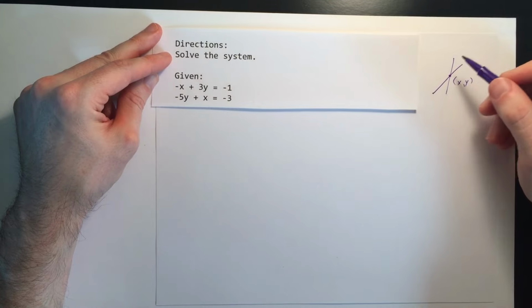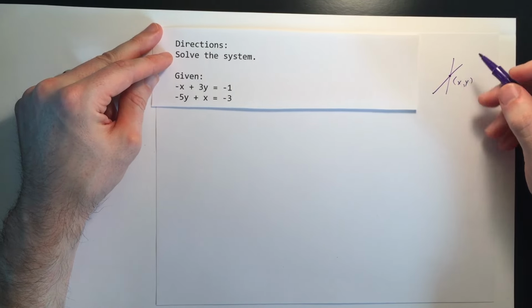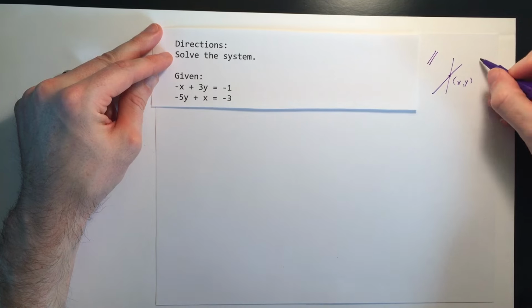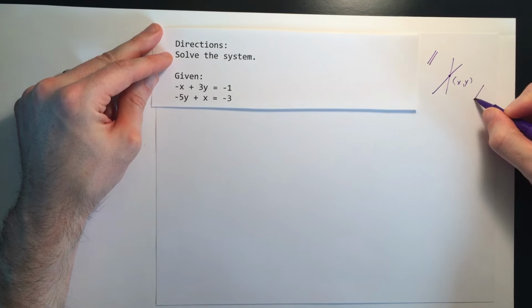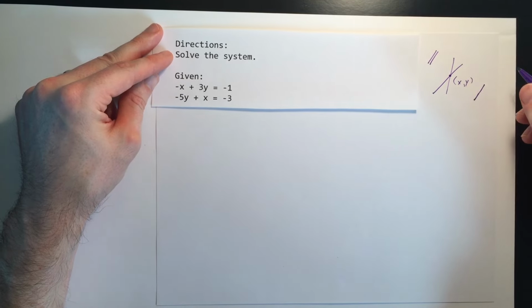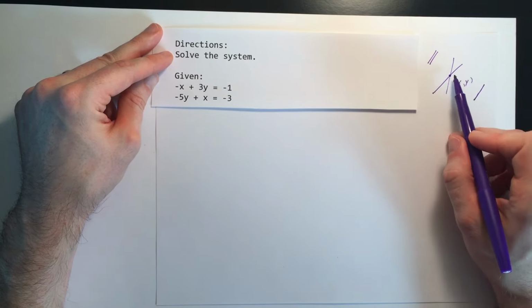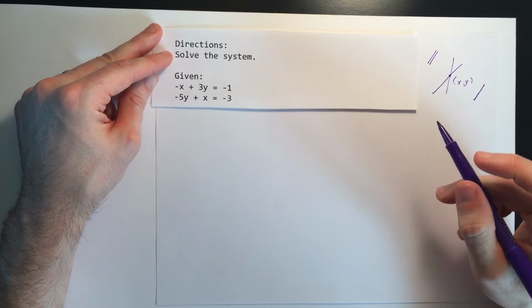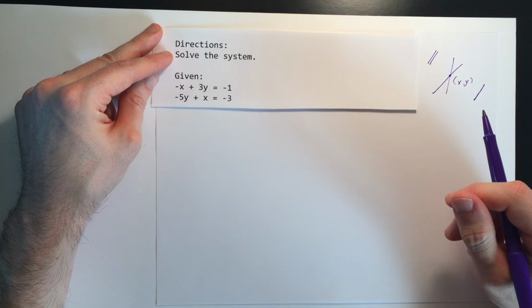Now remember that two lines don't have to cross at a single point. It could be parallel lines, in which case there is no solution, or you could have one line directly on top of another line, in which case they have infinite solutions. They cross everywhere. But this is the type that we're being asked to solve, so we're going to assume that there's just one point at which they cross.